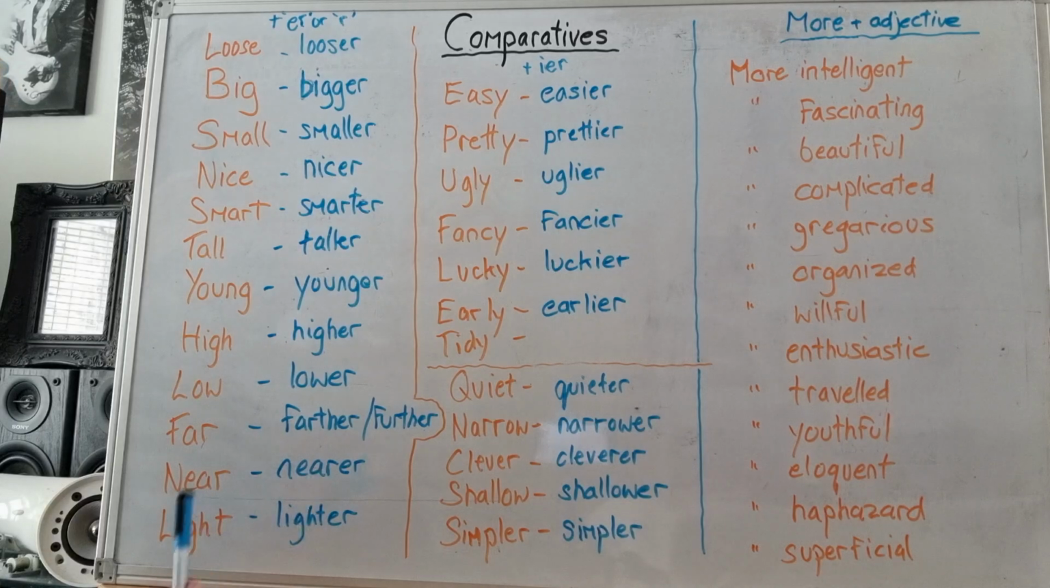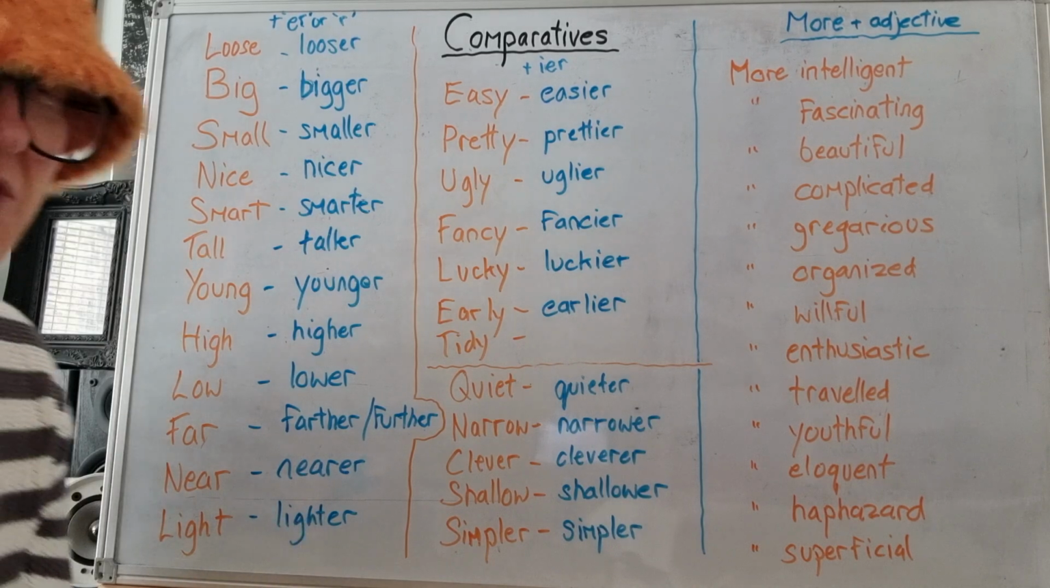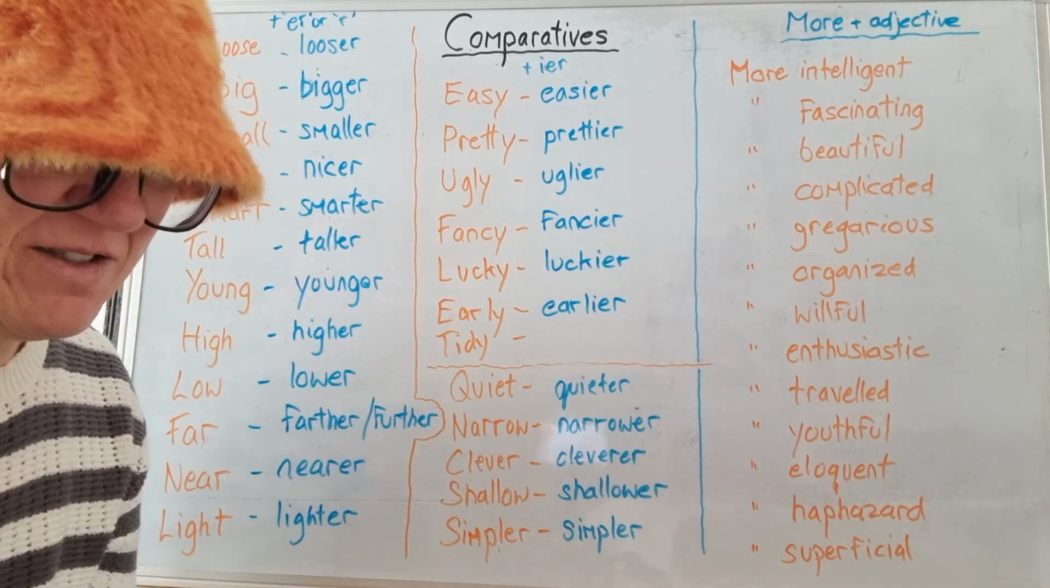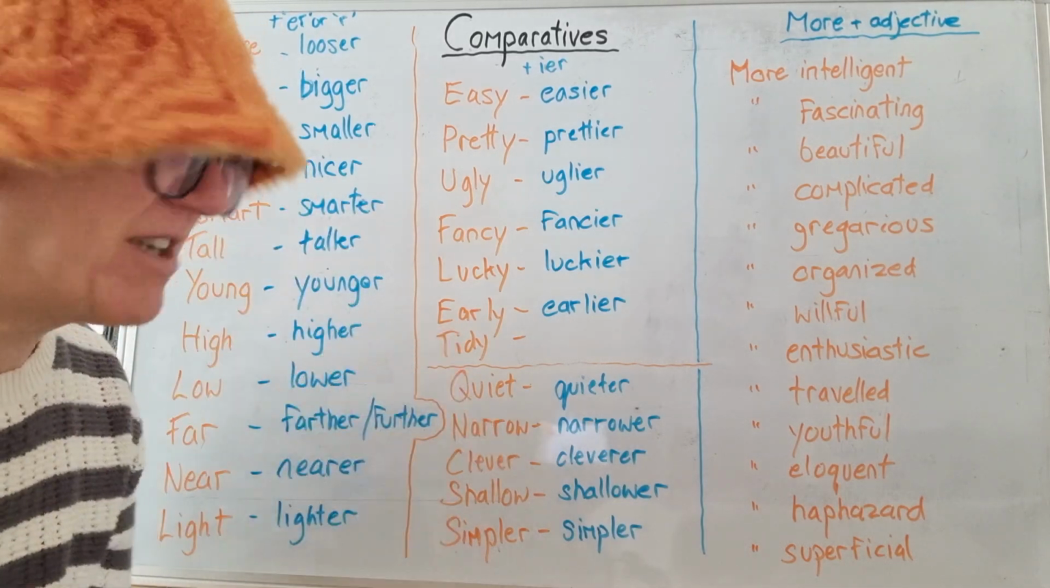Near, nearer, and light, lighter. And that's also a noun, which is something which is used to make a flame if you smoke cigarettes or pipes or cigars.